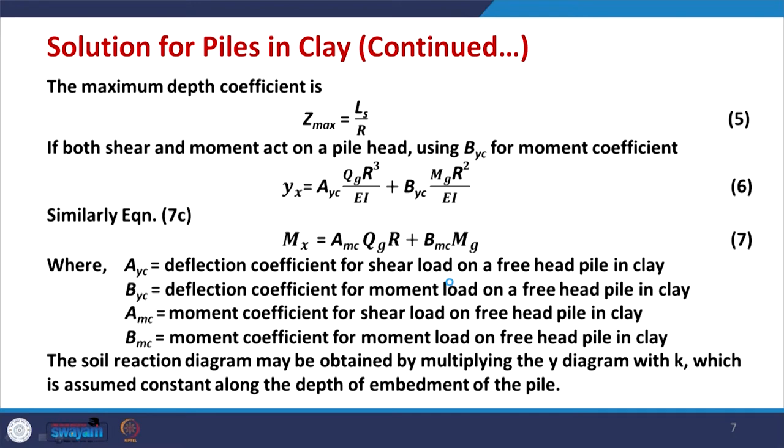Here all these 4 coefficients are for the case when the pile head is assumed completely free, free in terms of translation as well as rotation. But if you provide restraint on the pile head, particularly in the case of slope, then these equations will change accordingly, as we have discussed for cohesionless soils. It is on similar lines.